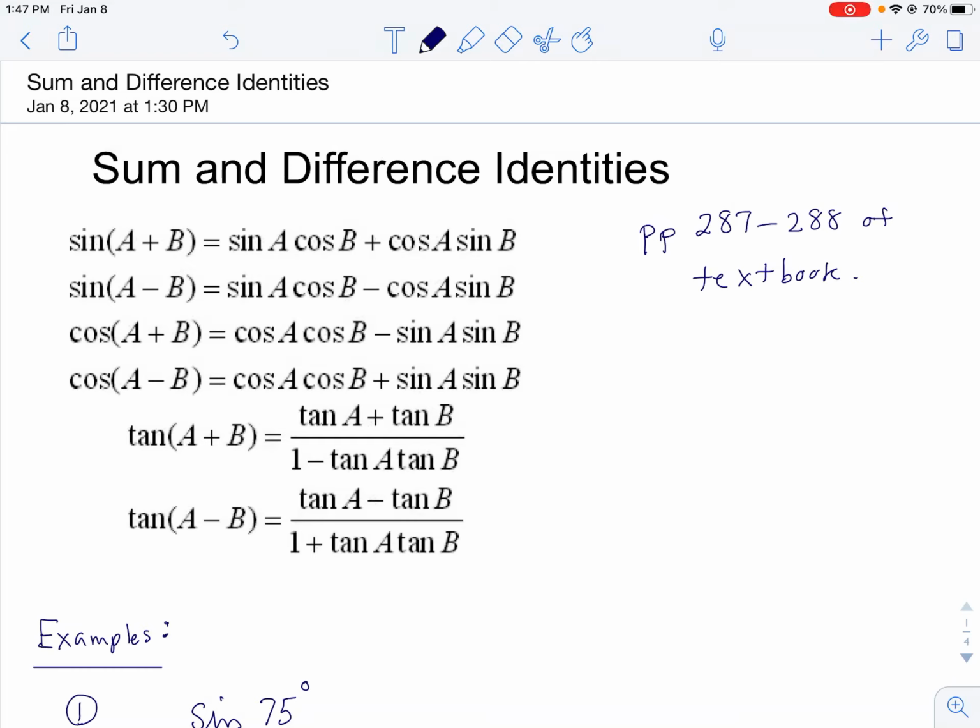There's a couple of videos here to help you out with these sum and difference identities, which are what we're doing in class on Monday, but I want to give you a head start.